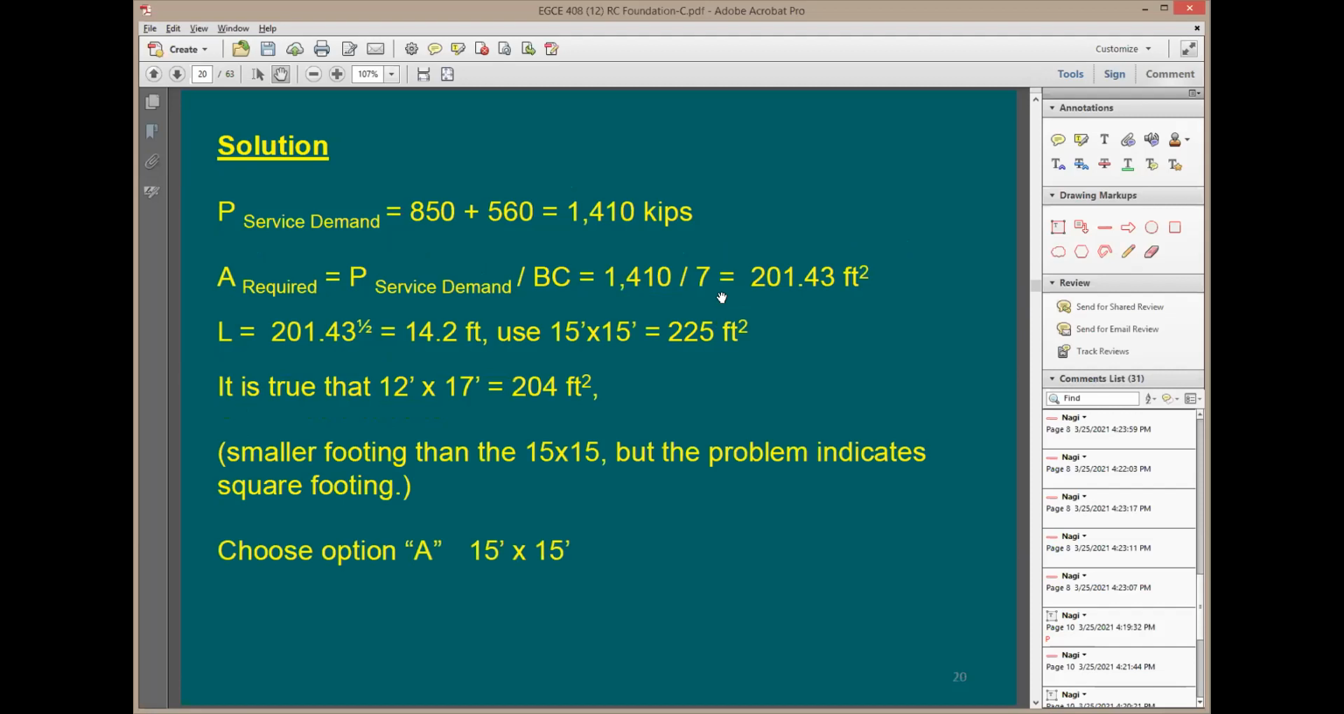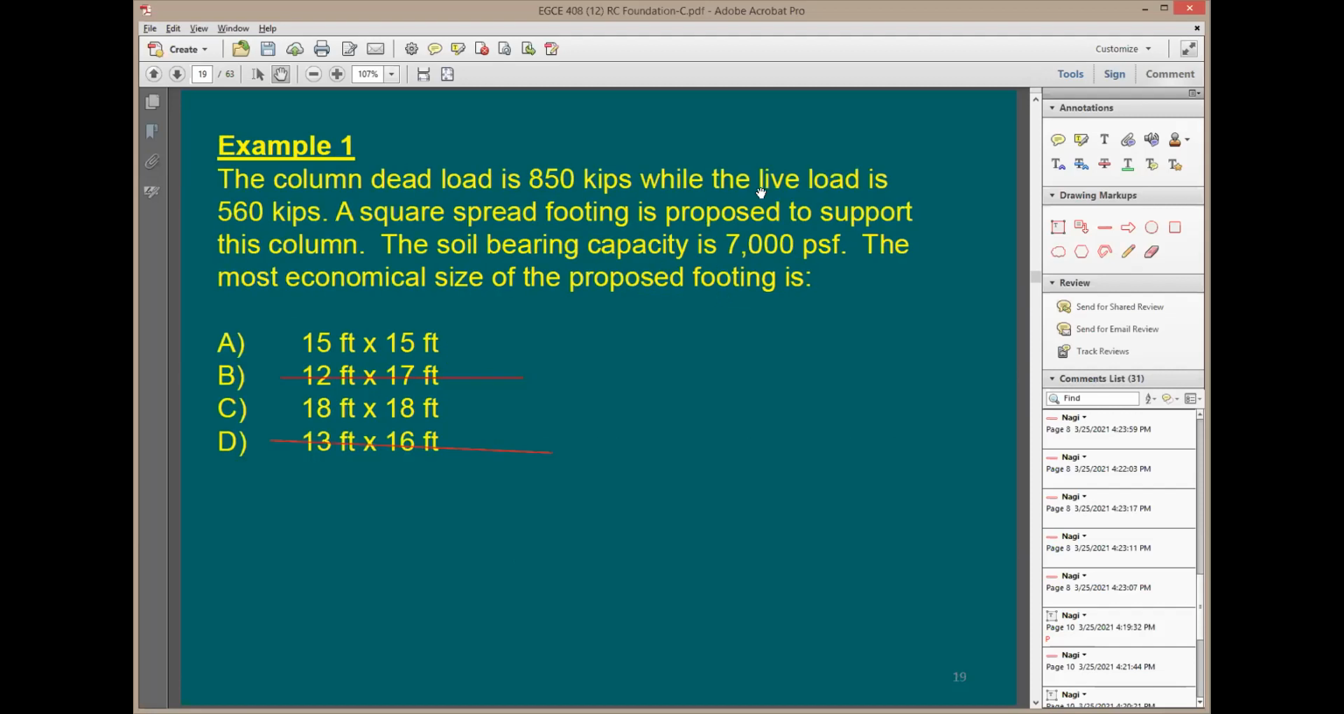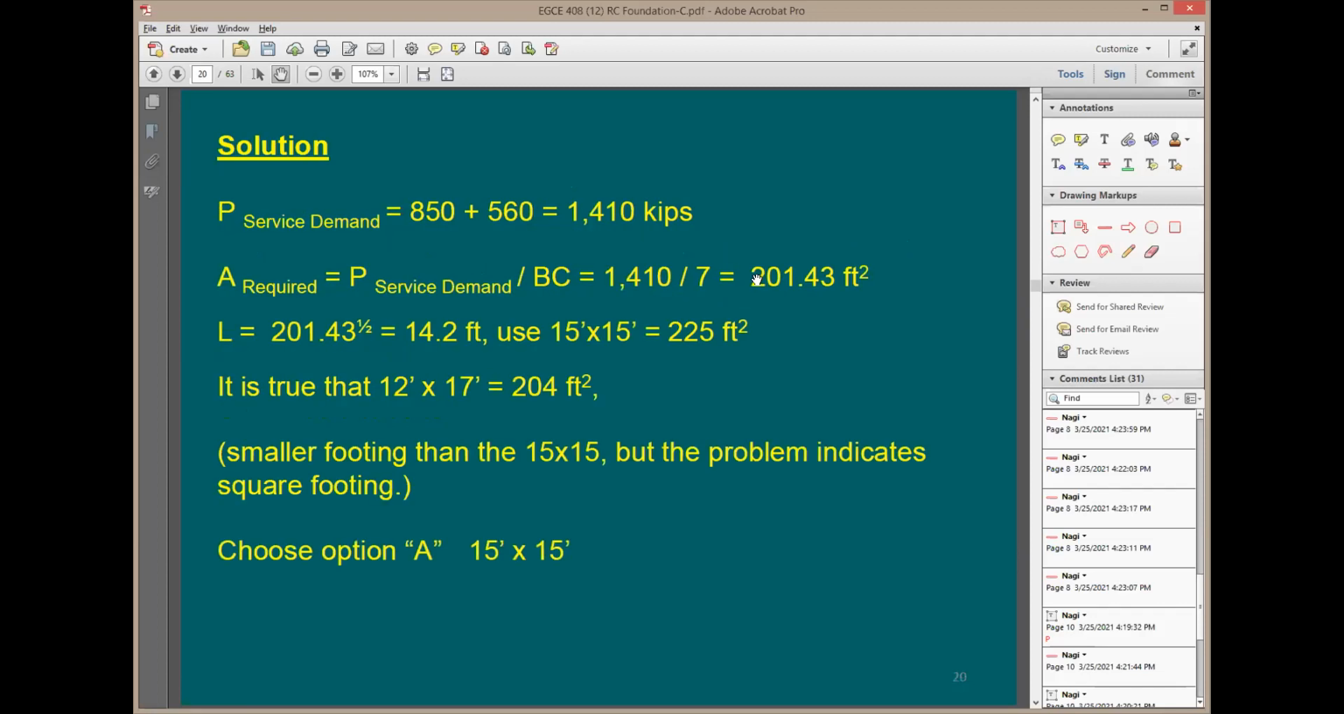First, I need to find out the service demand. I have dead load and live load. Here's a dead load 850, live load 560. Add them to each other. I'm going to have here 1,410 kips. This is going to be the service demand. The required area is going to be equal to this number divided by 7 KSF.